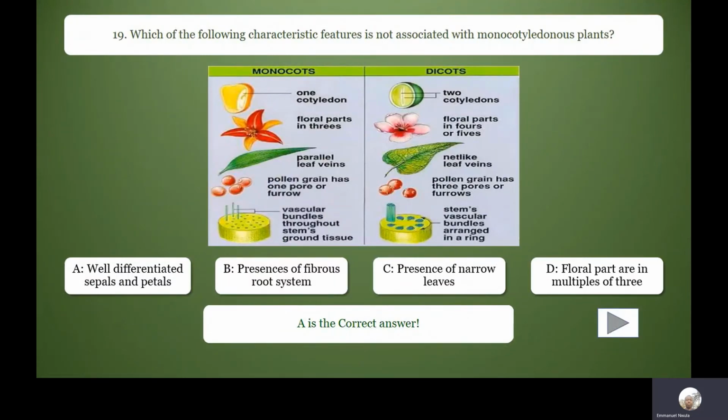Which of the following characteristic features is not associated with monocotyledons? The correct option here is A. Monocots don't have well differentiated sepals and petals.